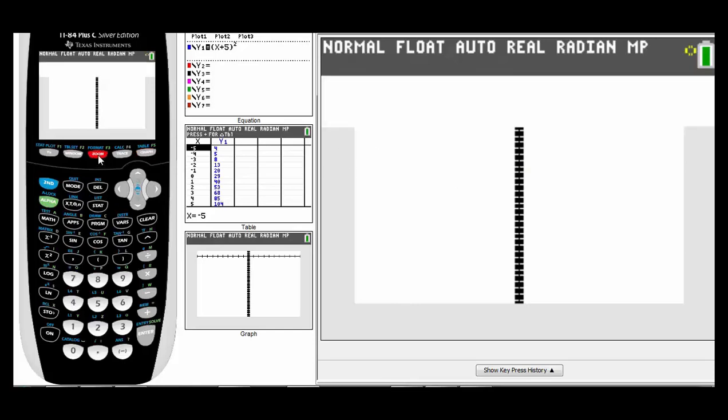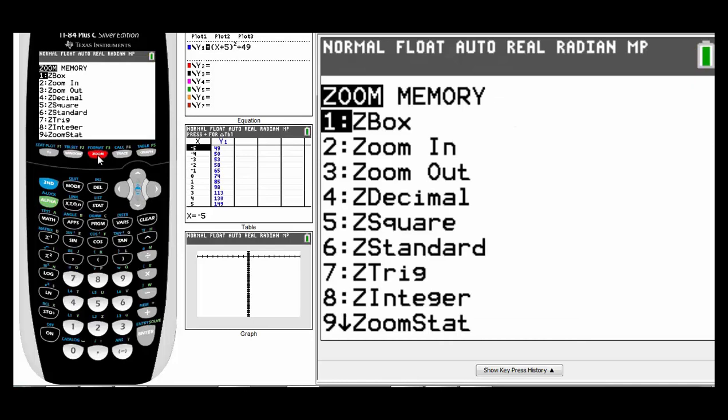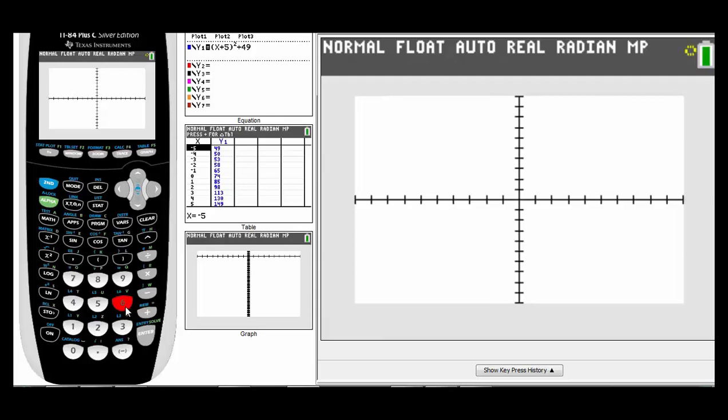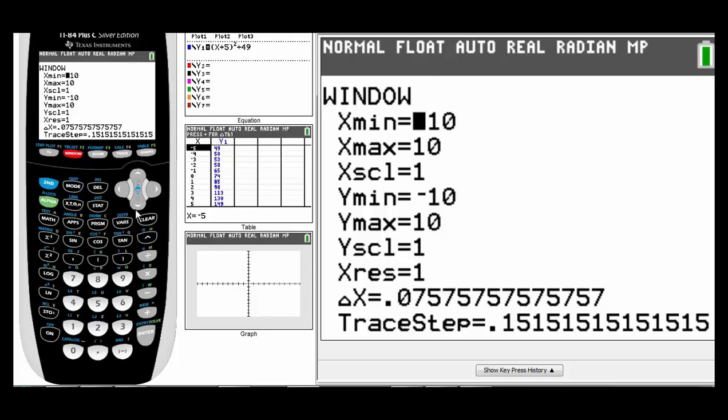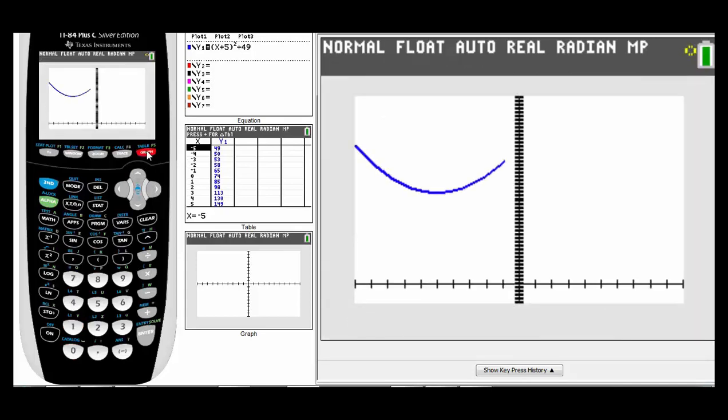So you might say, well wait, there's no graph then. Well, what we can do is go to zoom, and again you could do your window as well, but we can do all these different zooms. And I think what we want to do here is at least try zoom standard or zoom square. Sometimes what this does is it tries to find the graph for us. You can see it didn't find the graph. So I think we're going to have to expand this window out. I'm good with the x values, but for our y values, let's take our y max and go up to 100 and let's see if we can find anything. There it is. So there's our nice little graph.